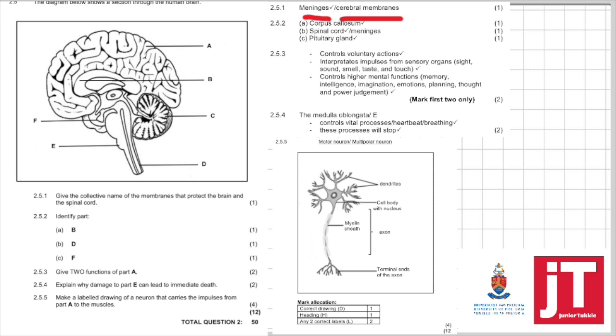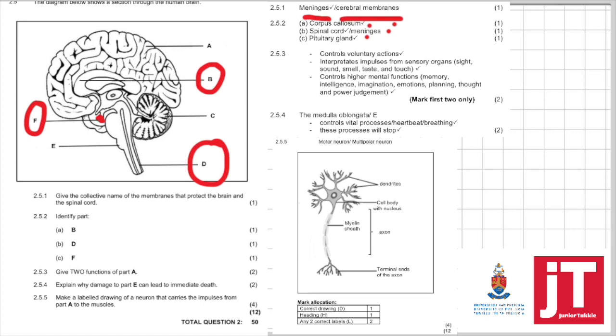2.5.2. Identify part B. That, of course, is the corpus callosum. Identify part D. That, of course, is the spinal cord. The memo also accepts meninges. Identify part F. Look carefully. It's a small pea-sized gland. That's the pituitary gland.